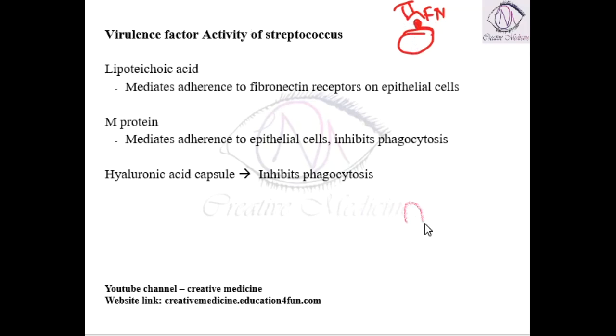M proteins. M protein will also mediate the adhesion to the epithelial cells, and M protein will prevent phagocytosis. Hyaluronic acid capsule is present. This hyaluronic acid capsule also prevents phagocytosis. Then these three are the important virulence factors.